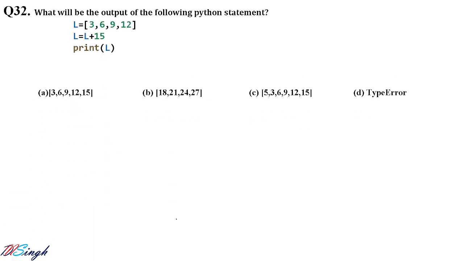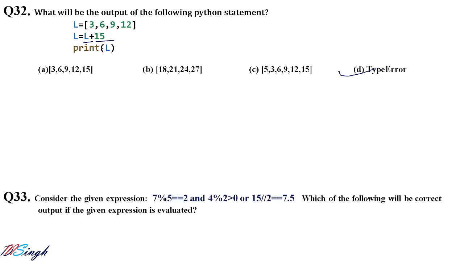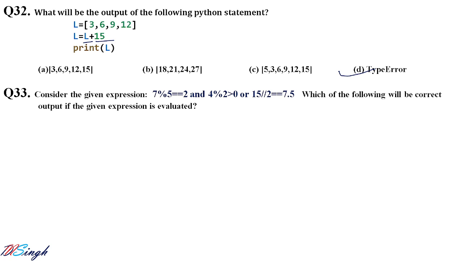Going for the next question, here you have: what will be the output of the following statement? So you are trying to add list and integer together. It is going to generate a type error because integers can be added with integers and floating point numbers. Sequence cannot be added with the integer, and list is a sequence.